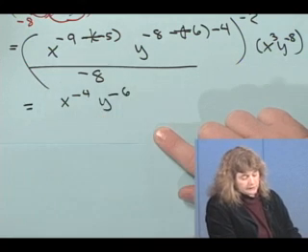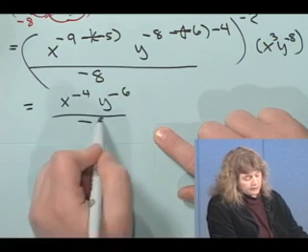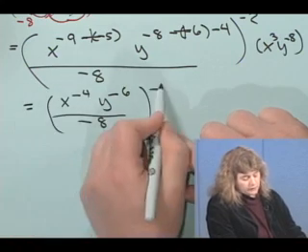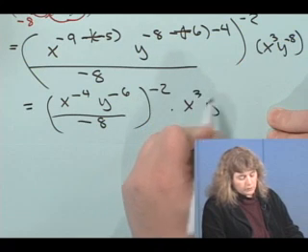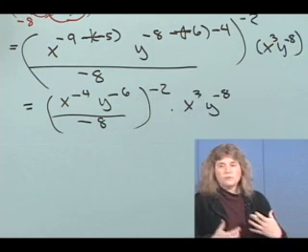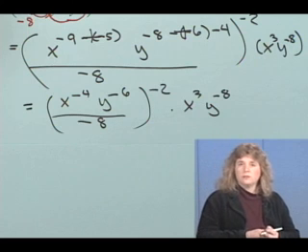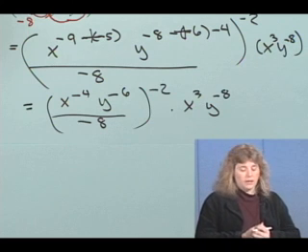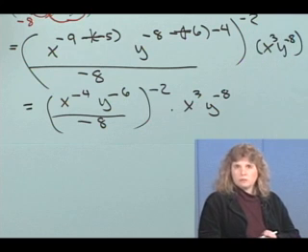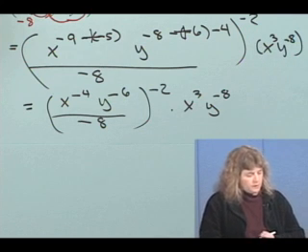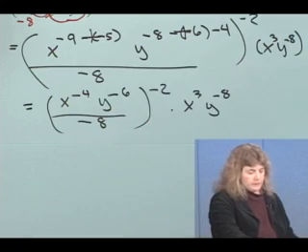Y to the negative 6 divided by negative 8, whole thing raised to the negative 2 power, and times x cubed y to the negative 8. If you want to drop those parentheses, you can. If you want to keep them, you can. Since there's no power attached to them, we don't have to worry about any of those rules. All right, we're ready to lose the parentheses.